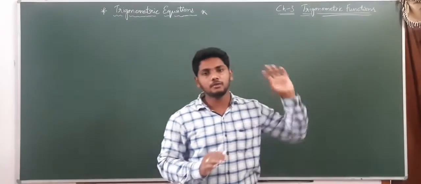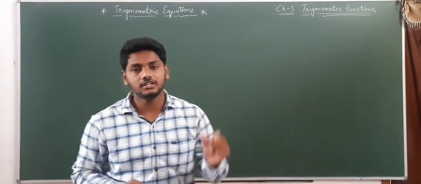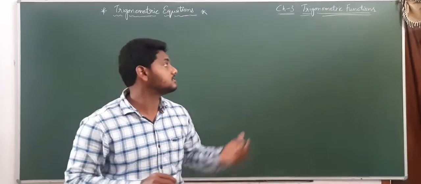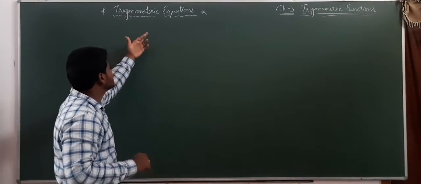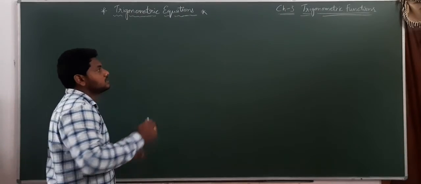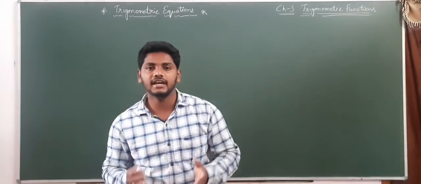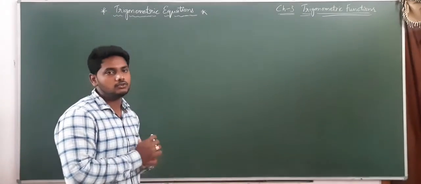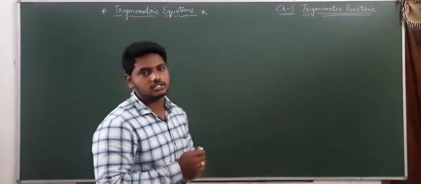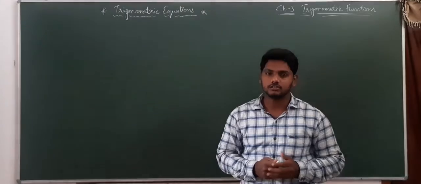If you observe in trigonometric functions, we have used different words: trigonometric ratios, trigonometric functions, trigonometric identities, and now we will discuss trigonometric equations. What was the difference between those four? Ratios, functions, identities, and now equations. What are the differences between those? We will discuss at the end of this session. Now we will go into the topic of trigonometric equation.